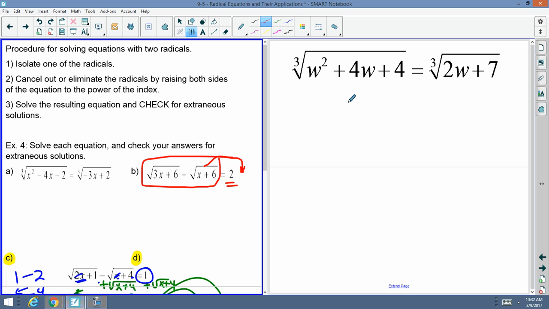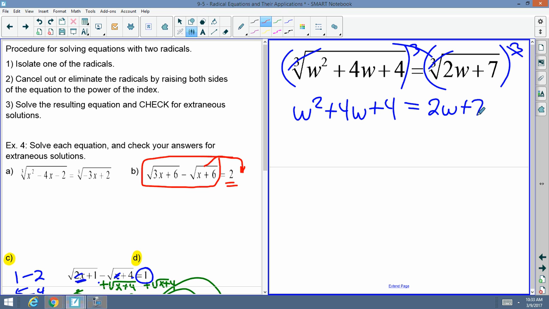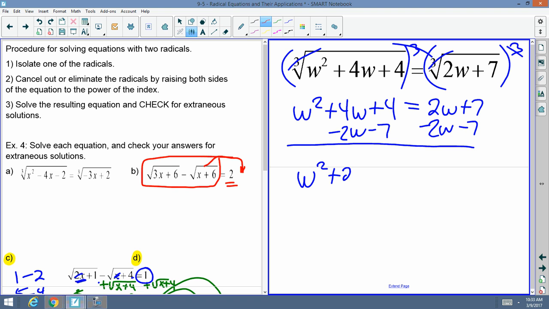Okay, so what do I do here, guys? This one's pretty simple. Yeah, you cube both sides. Very good. So now I have w squared plus 4w plus 4 equals 2w plus 7. I have to make a trinomial, so I'm going to subtract the 2w and subtract the 7. So I have w squared plus 2w plus 3 equals 0.